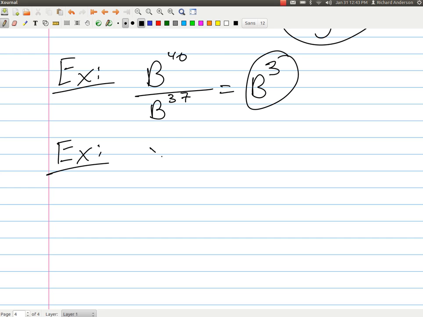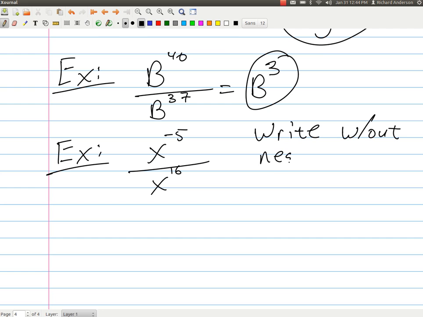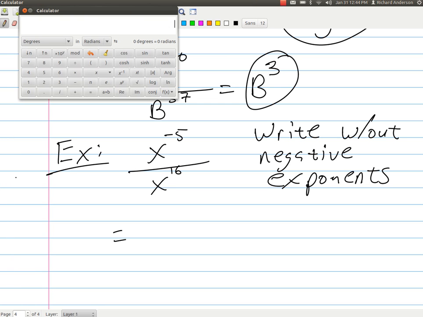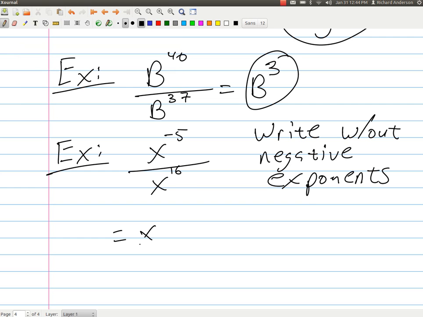Let's say I have this one, for example, x to the negative 5 divided by x to the positive 16th power. And let's just assume here, just for demonstration purposes, that this says write without negative exponents. If we get those directions in Course Compass, we have to figure out a way to deal with that. So in this problem, negative 5 minus 16, if I'm not too handy with adding and subtracting negative numbers, what I can do is just type it into my calculator. Negative 5 minus 16, and it tells me negative 21.